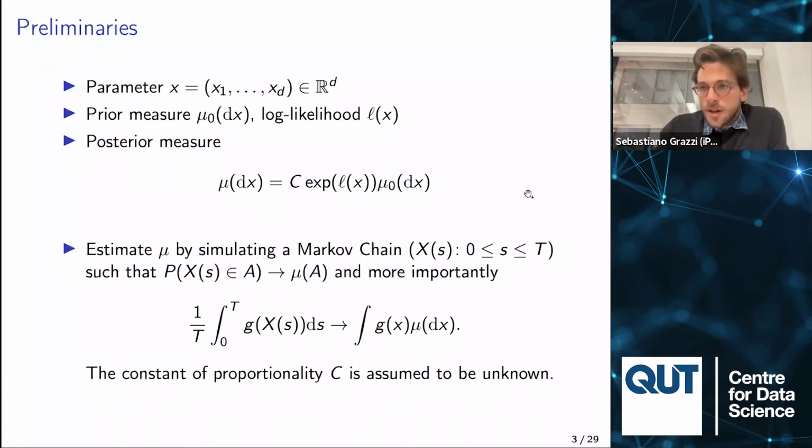Now, as usual when using MCMC methods, we want to construct a Markov chain which converges in distribution in some sense to the target measure, the posterior measure in this case, in such a way that we can use a law of large numbers and estimate the integral relative to the posterior, or relative to mu, with essentially path integrals of the Markov chain. In this framework, as usual, the constant of proportionality C is assumed to be unknown.